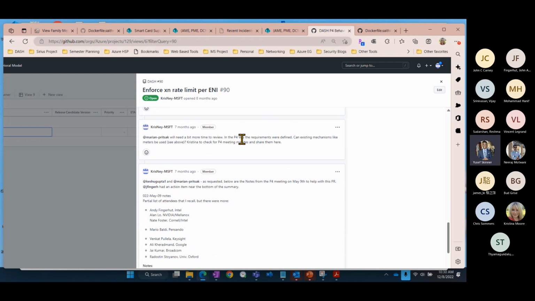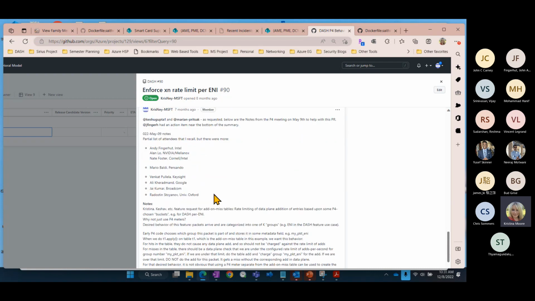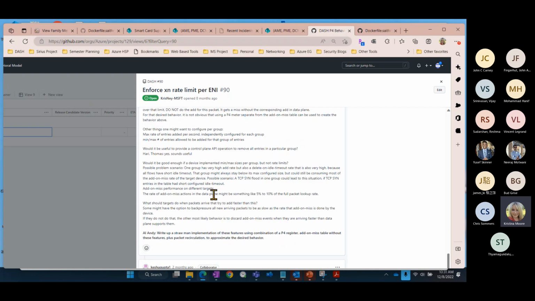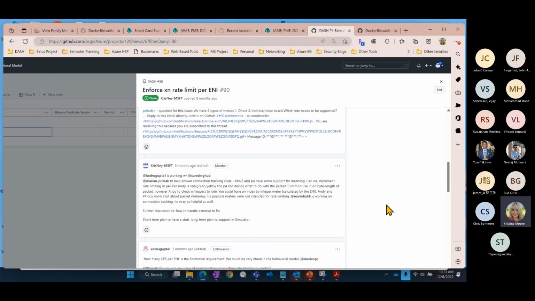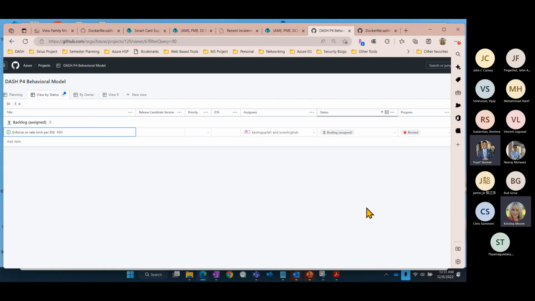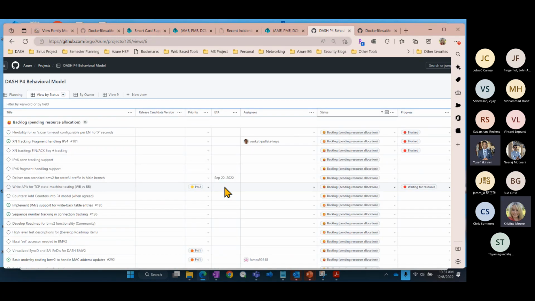Is that wait mode just based on having a finalized BMV2? In the P4 work group, requirements were defined. Can existing mechanisms like meters be used? Christina's supposed to check the P4, and I put all those in here. I think this one's just in wait mode still. Okay, sounds good. And then the last one?